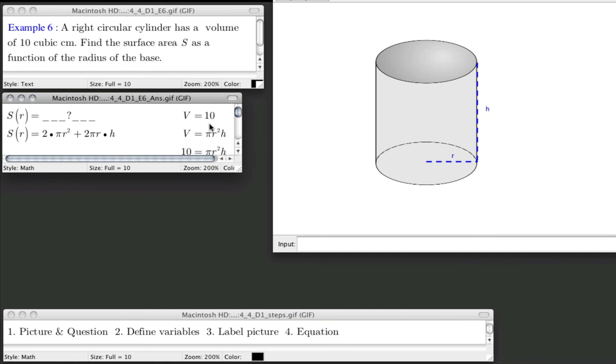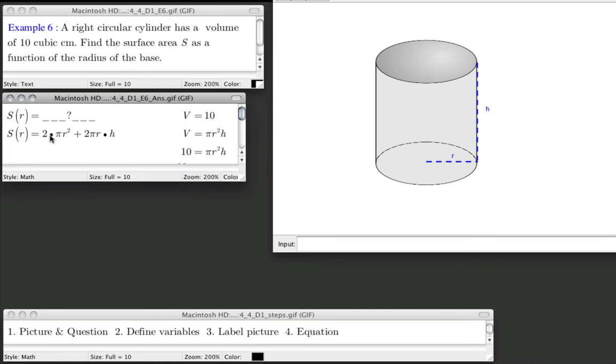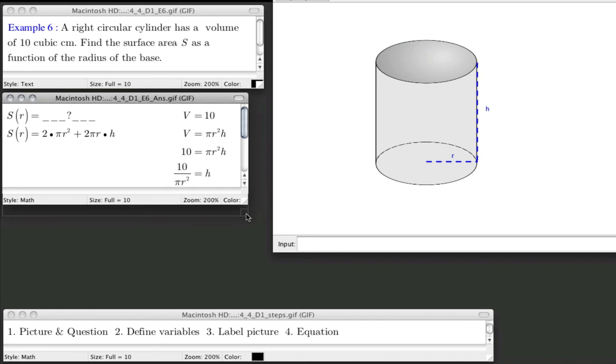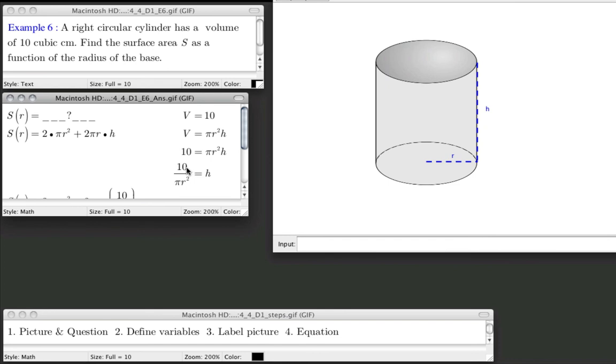I can set 10 equal to my volume formula, and I look at what I'm aiming for. I need the surface area in terms of the radius only. 2 is okay, pi is okay, r is okay, 2 is okay, pi is okay, r is okay, h needs to go. So I think I'm going to take this formula over here and solve it for h. Divide both sides by pi r squared. I get 10 over pi r squared. Take and substitute that h into the formula on the left.